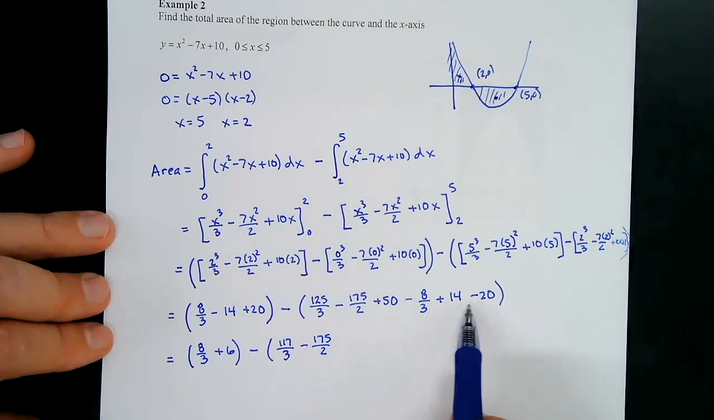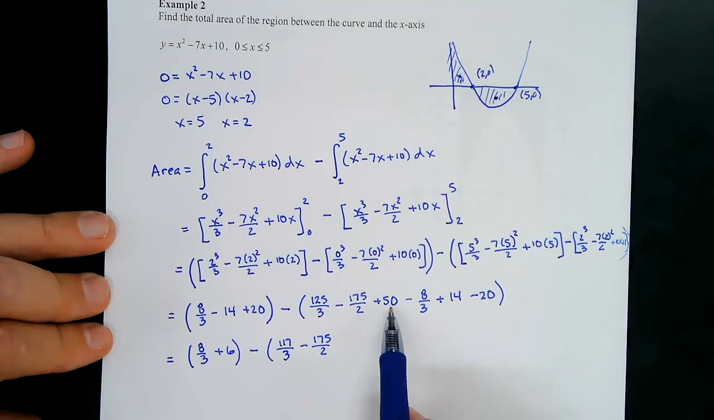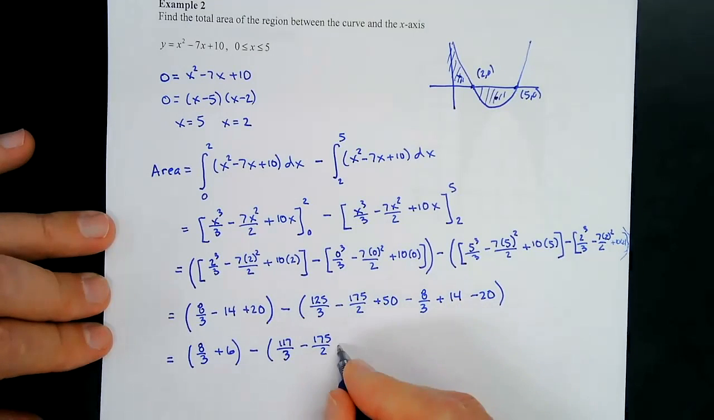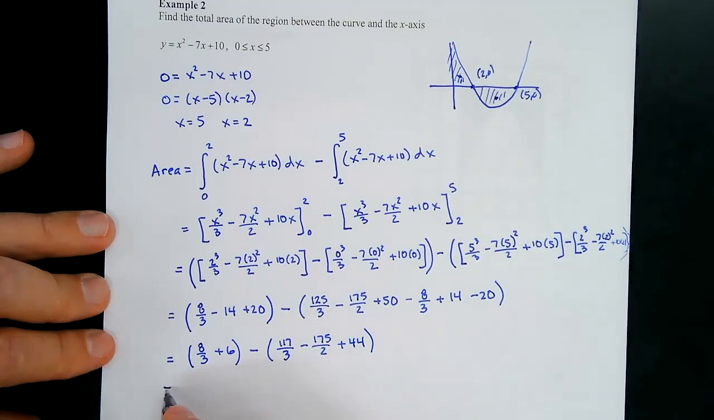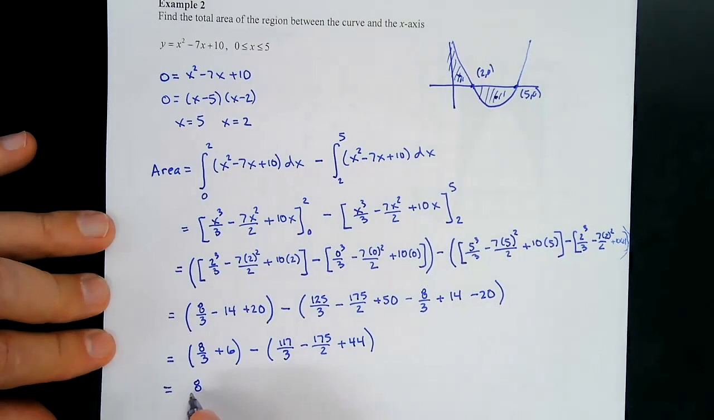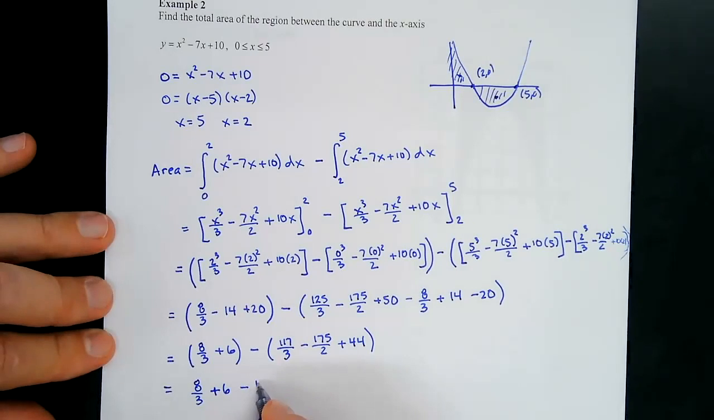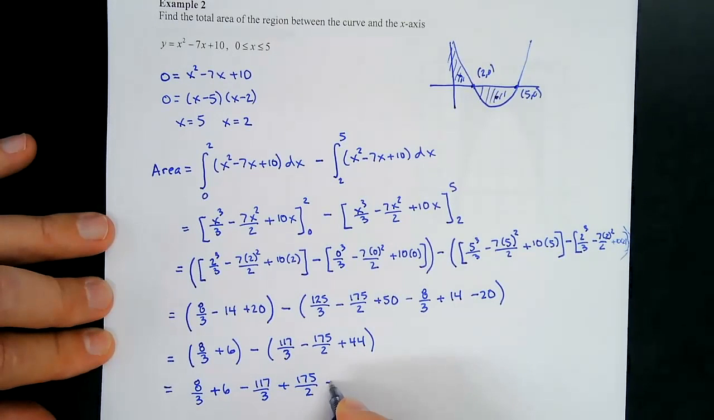And then we have, I would combine these. This is going to make -6, and -6 and positive 50 makes positive 44. Okay, now I would start writing this without the parentheses. So 8/3. This is the worst one today, okay? 8/3 plus 6 minus 117/3 plus 175 halves minus 44, because each of these is going to be the opposite sign.